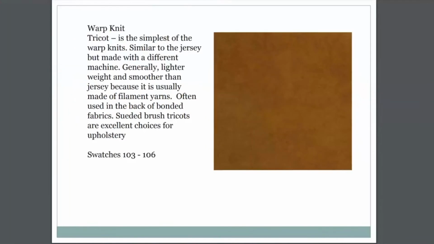So then, moving to some examples of warp knits. Again, those are knitted in the vertical direction rather than in the weft, the horizontal direction. And there are some examples in your textbook. Swatches 103 through 106 are examples of warp knits called tricots. It is the simplest of the warp knits.